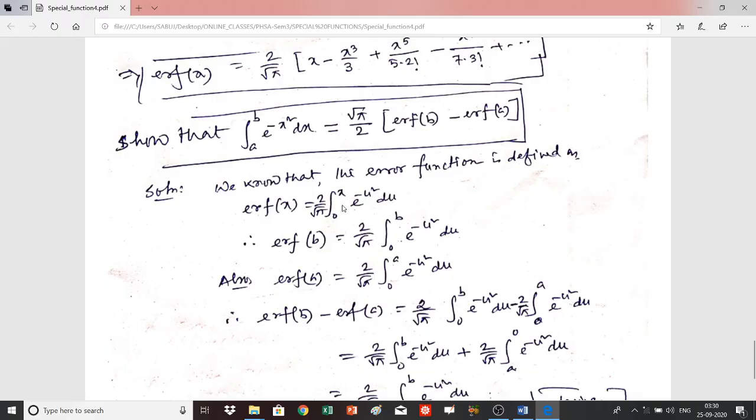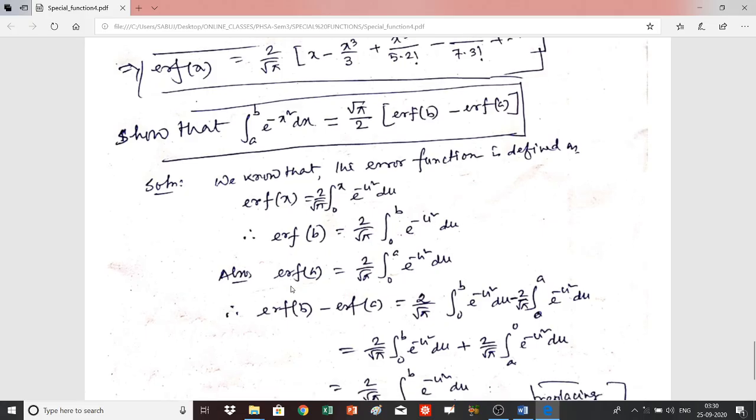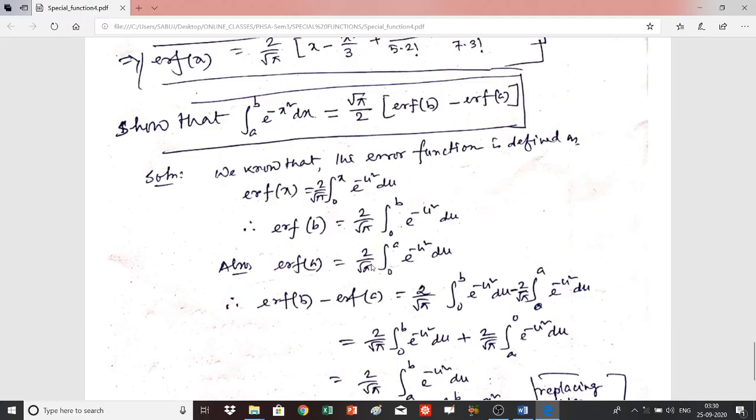From this relation you can write erf(b) is equal to 2 by root pi, integral from 0 to b of e to the minus u square du. And also erf(a) is equal to 2 by root pi, integral from 0 to a of e to the power minus u square du. After subtracting the second from the first, erf b minus erf a is equal to 2 by root pi, integral 0 to b of e to the minus u square du, minus 2 by root pi, integral 0 to a of e to the power minus u square du.